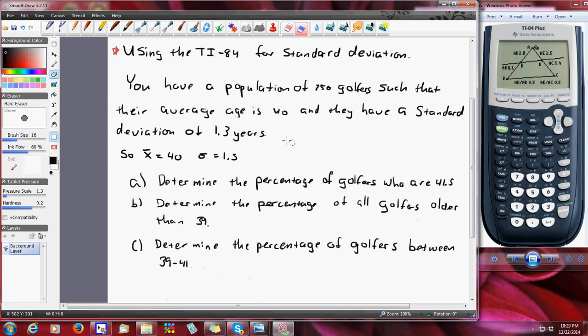Alright, this is a fantastic topic, but I'm having some problems with my videos, so I'm going to hope that this works. I'm going to use the TI-84 for standard deviation. This is like standard deviation tenfold.